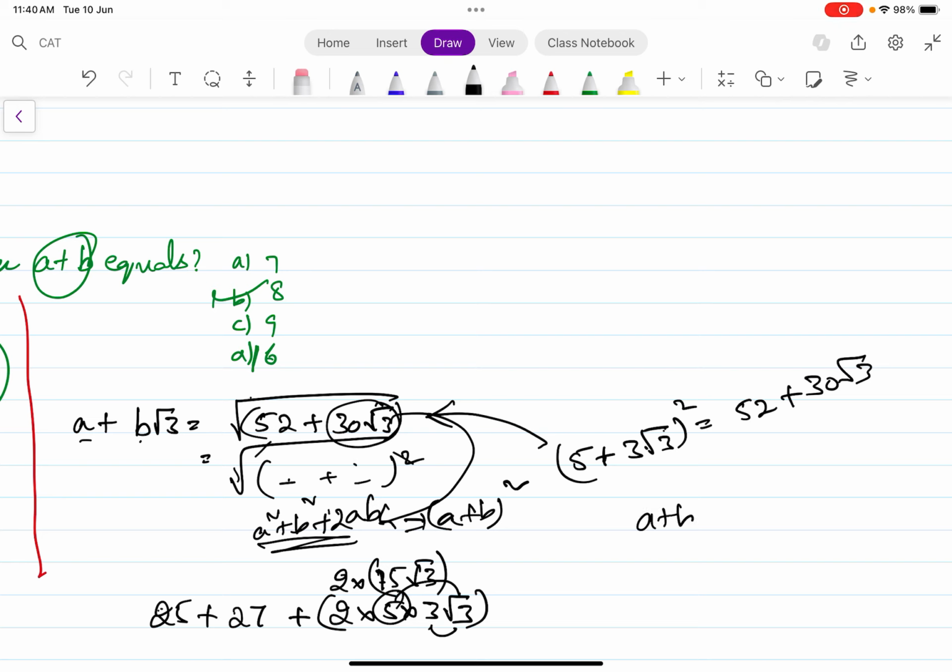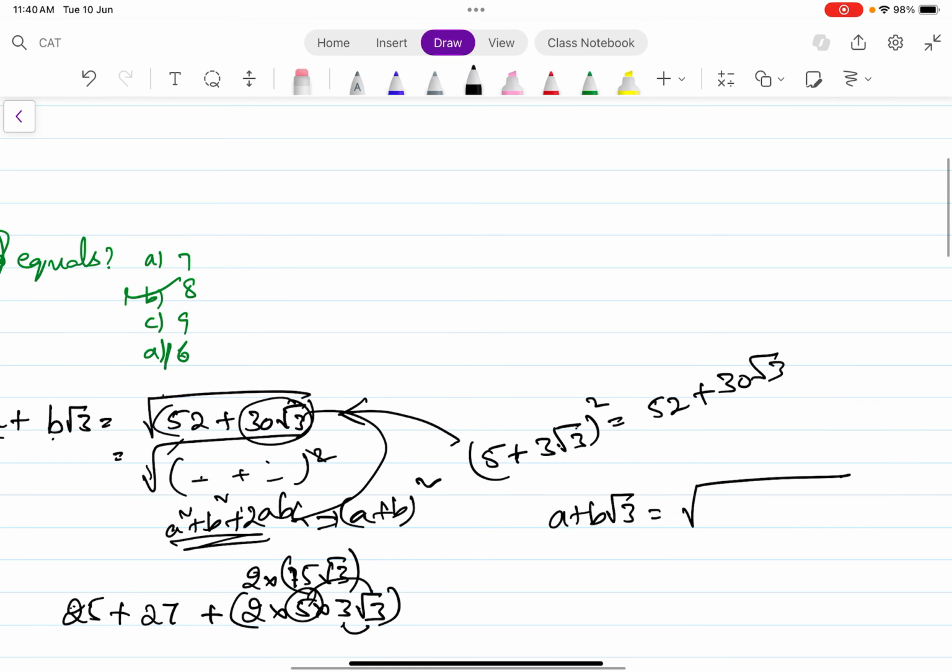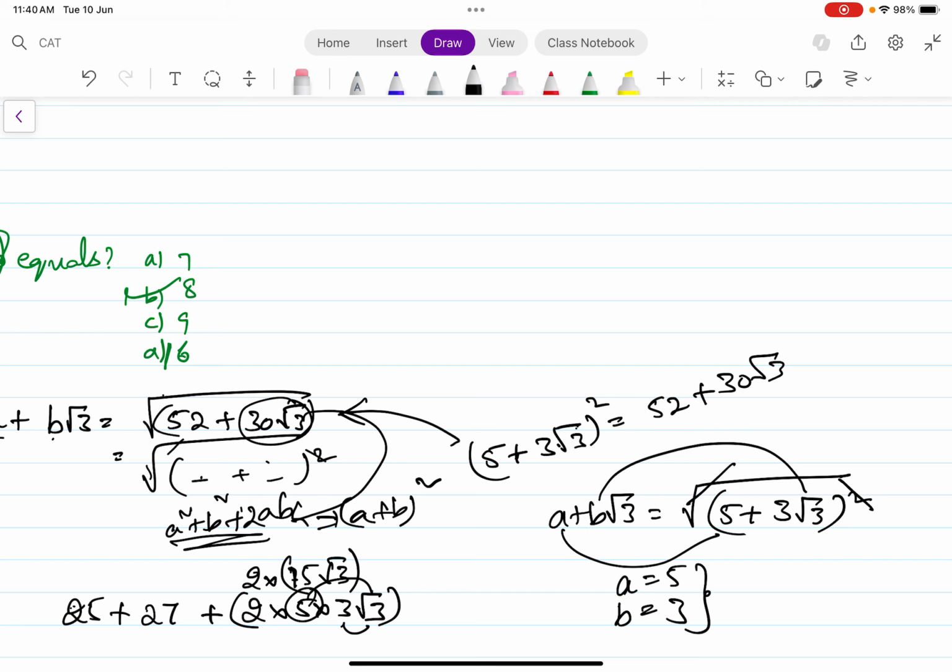which gives you a plus b root 3 equal to square root of 5 plus 3 root 3 whole square. Square and root cancel, so directly you can compare to get your values of a and b. A equal to 5 and b equal to 3, which is the same as before.